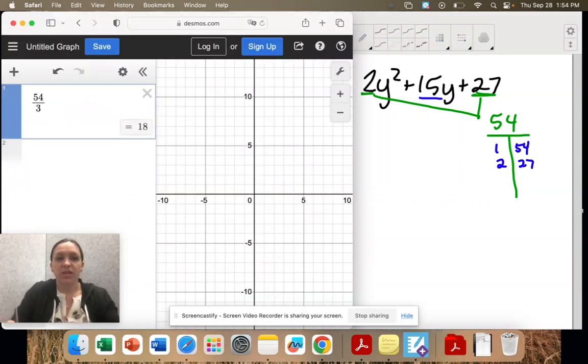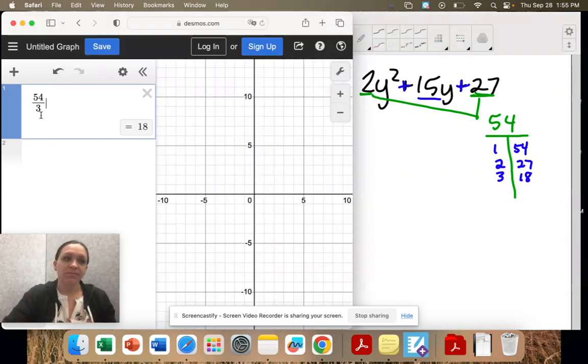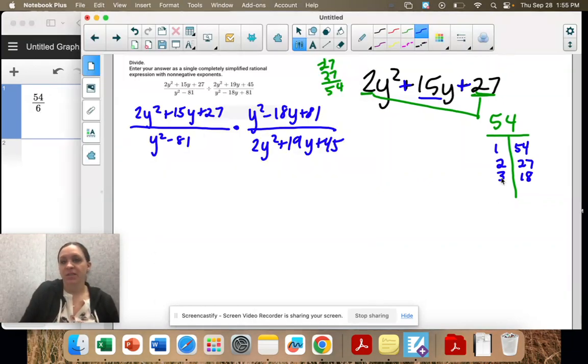54 divided by 3 is 18. That's not it. I know you're going 18 minus 3, but everything's positive. There's not going to be any negatives. Okay, so I'm going to keep going. 4, 5, 6. So here, these are both positive, which is what we need. We need to keep everything positive. So positive 6y plus 9y is 15.